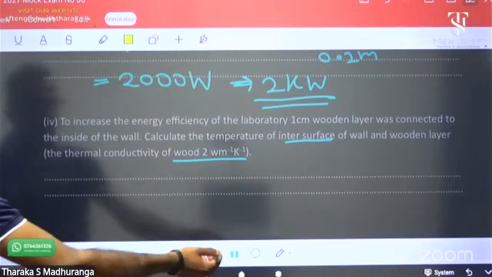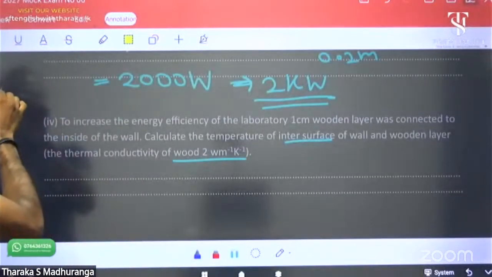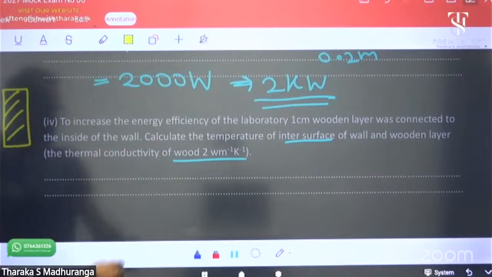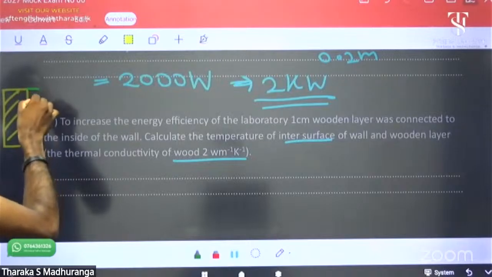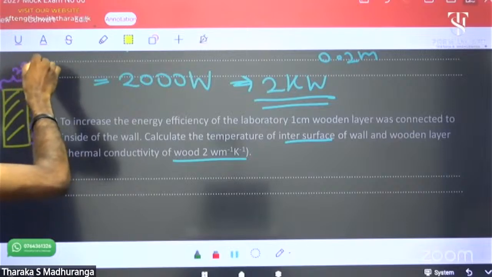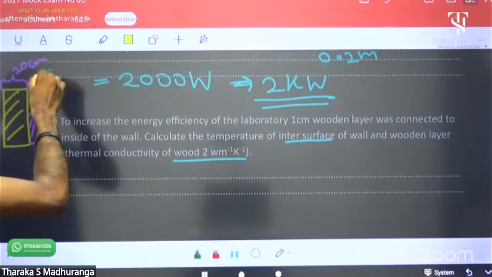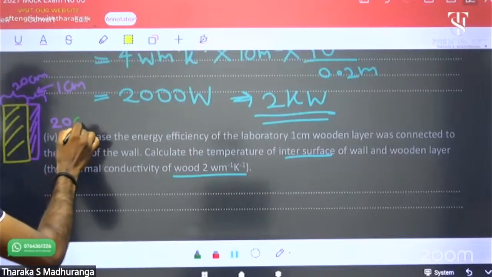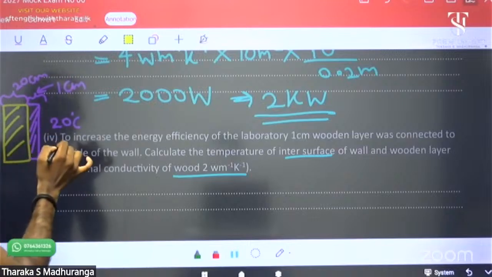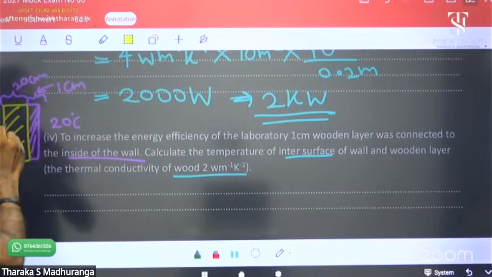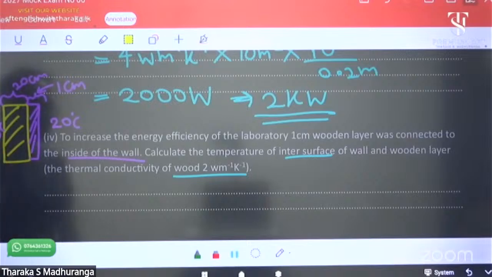Okay, first you have to understand this case. Now this is a wall, and this is a wooden layer. The wall thickness is 20 centimeter. The wooden layer is only 1 centimeter. It is connected to the inside of the wall. Wooden layer side is 20 Celsius and the environment outside is 30 Celsius.